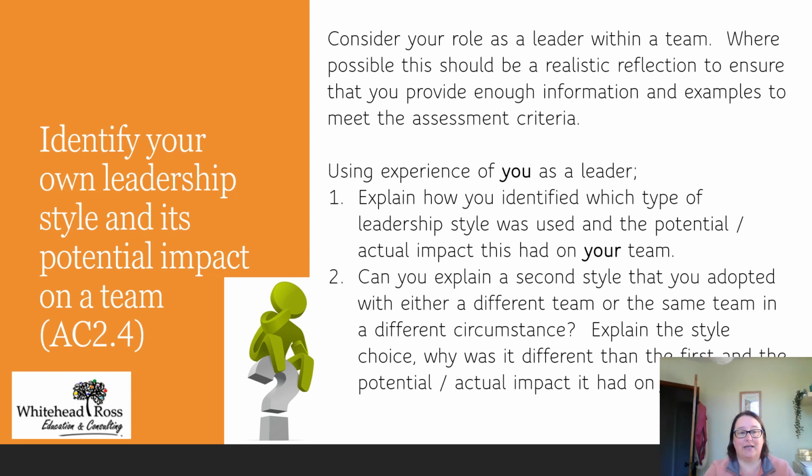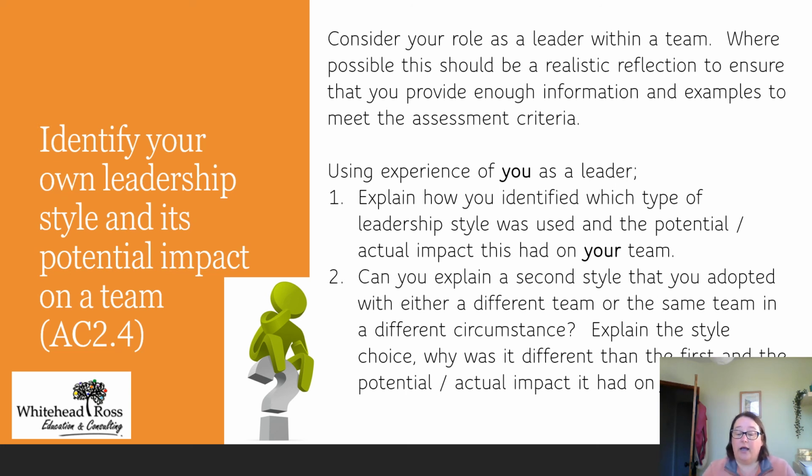So the last assessment criteria for this unit then is a reflection basically of your own leadership style and potential impact on the team. So this is assessment criteria 2.4. Remember here that there is no right or wrong leadership style to adopt. The right or wrong leadership style to adopt depends on the situation, depends on the team you're leading, depends on your personality. So don't feel that you need to be choosing one or the other because there's a right or a wrong answer. There is no right or wrong leadership style to choose for this.